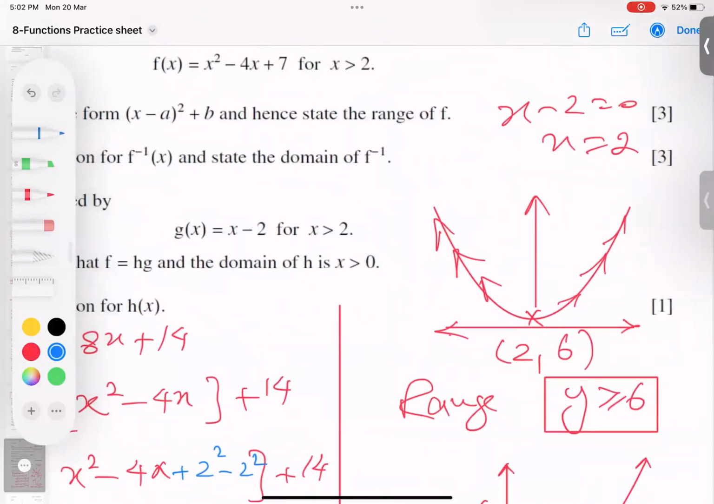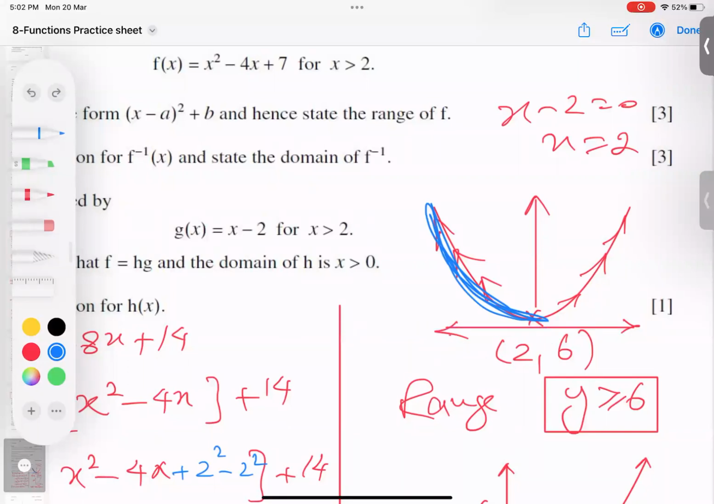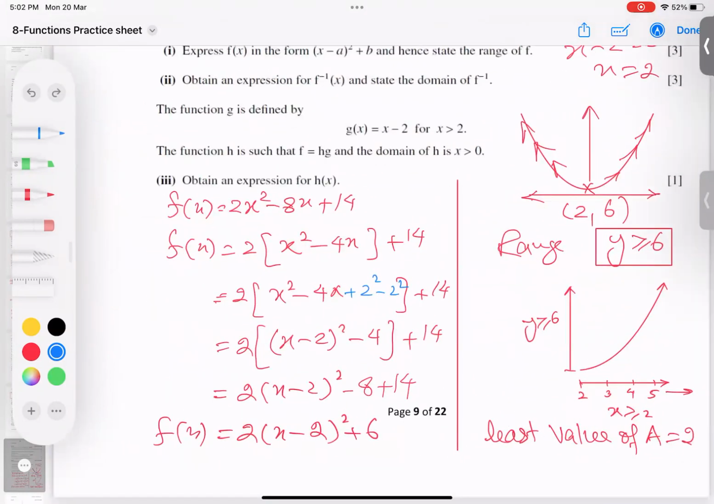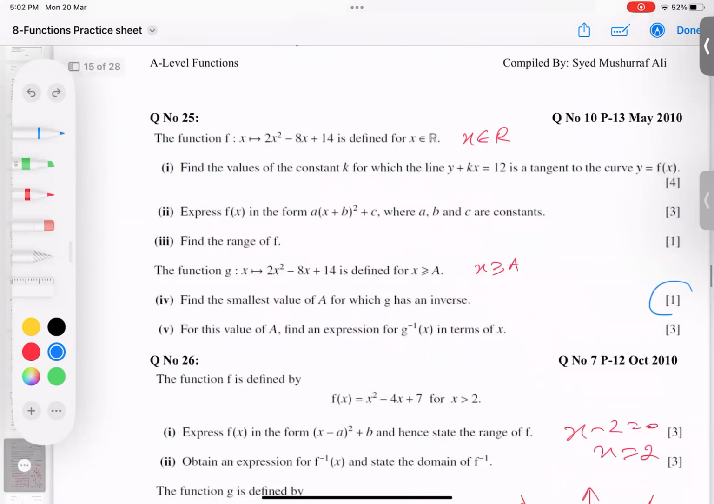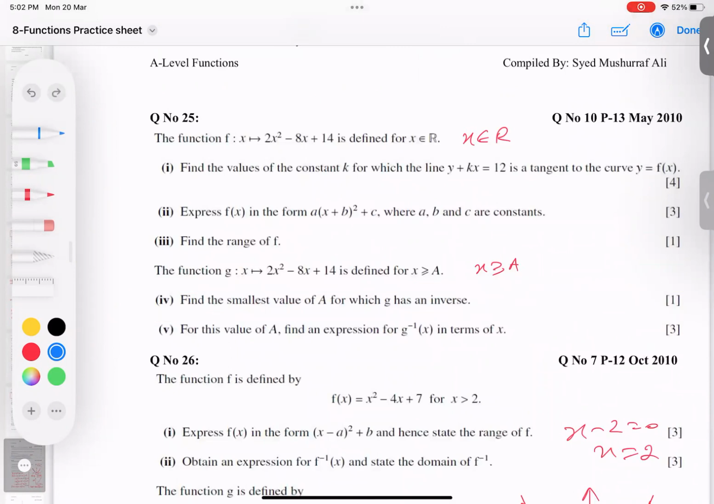And you'll be surprised to know, not only least. Even if he asked you largest. For example, I have this part of the curve. And this is what, students? This is 2. This is 1. This is 0. This minus 1. This minus 2. Among these values, what is the highest value? The highest value among these values is 2 again. So you're surprised that in both options, either he asks you the least value or the largest value, your turning point x coordinate is my answer. So I believe the point is clear. It's a 1 mark question, so no need to waste time. What is the smallest value of a for which the inverse exists? He asks you the smallest value or the largest value of a.